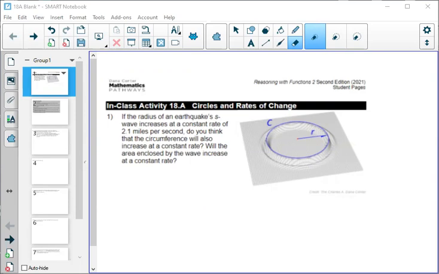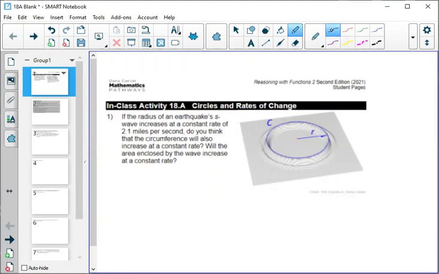In-class activity 18A, circles and rates of change. If the radius of an earthquake's S wave increases at a constant rate of 2.1 miles per second, do you think that the circumference will also increase at a constant rate? Will the area enclosed by the wave increase at a constant rate?